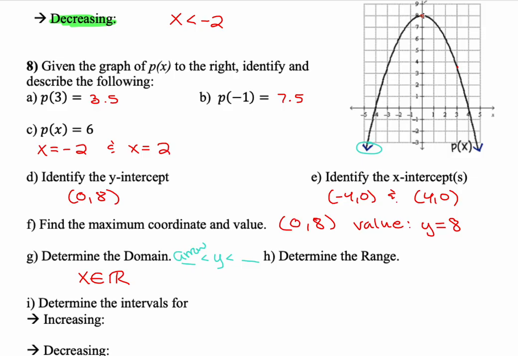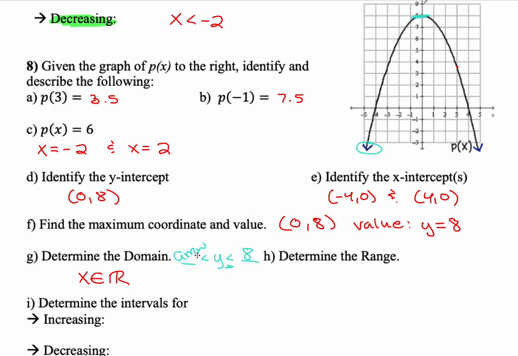So coming into the graph, and I see that it does come to this top here. So that is the y value of 8, which does make sense because that was our maximum coordinate. So it is at 8 because it's solid there, so we would put y is less than or equal to 8.